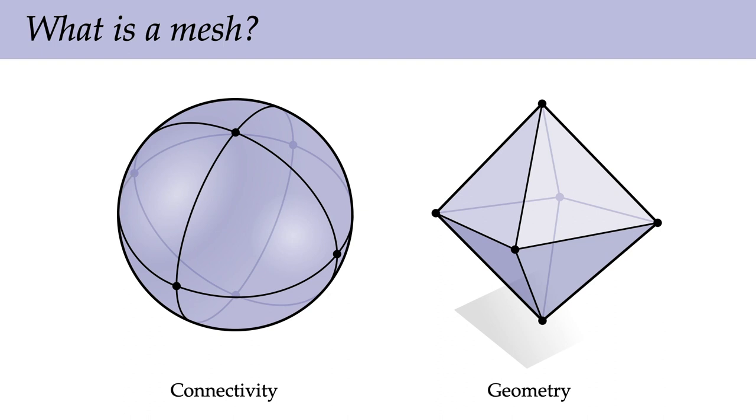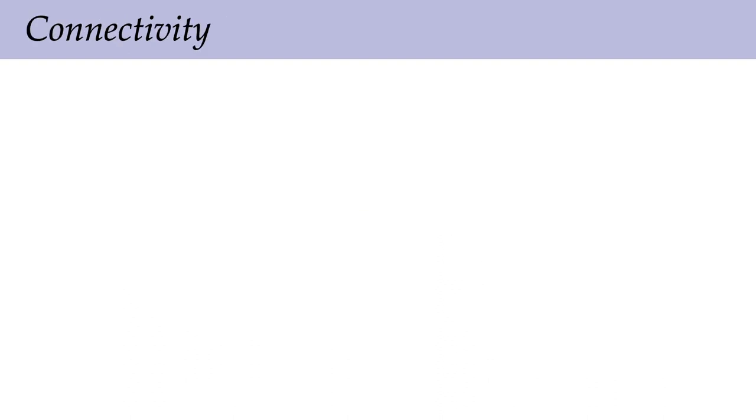As we mentioned earlier, this division between connectivity and geometry also reflects the standard treatment in continuous mathematics, where a smooth surface is often thought of as an embedding of an abstract topological surface into 3D space.